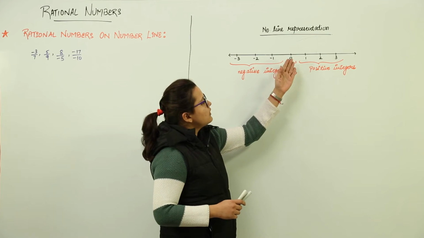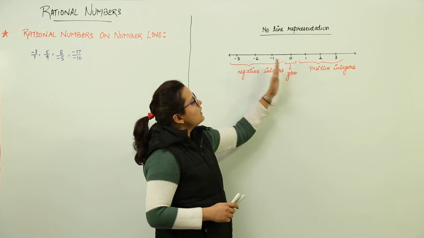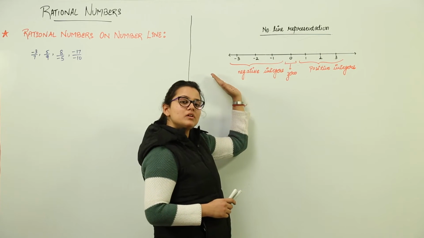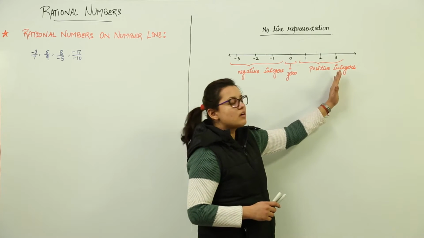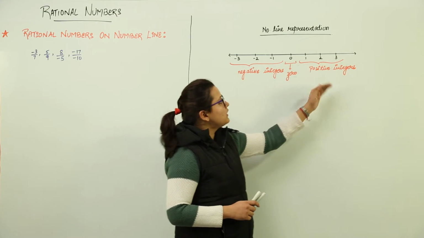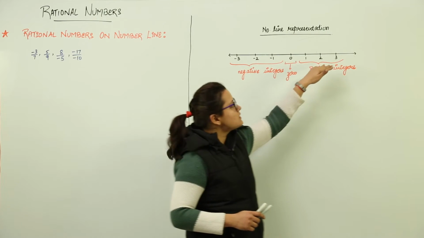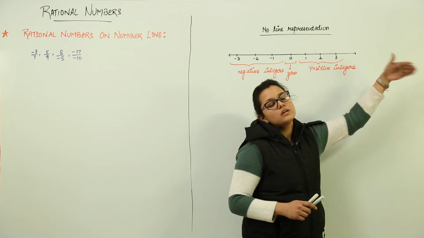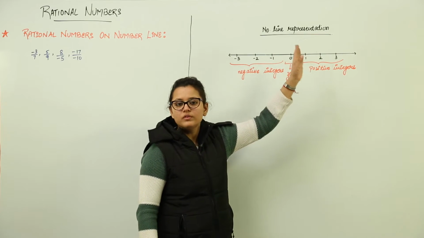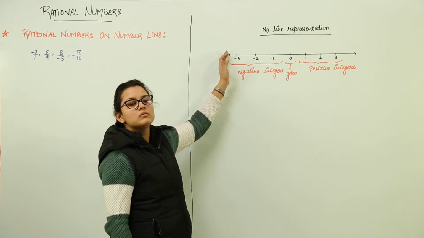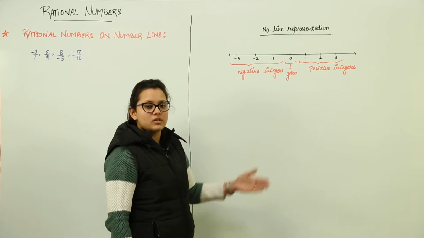This way, we have 0 in the middle. To the left hand side, we have all the negative integers. To the right hand side, we have all the positive integers, right? The arrow on both sides indicates that this line can go on as much as possible up to infinity, and you can extend it from the left hand side also up to infinity.